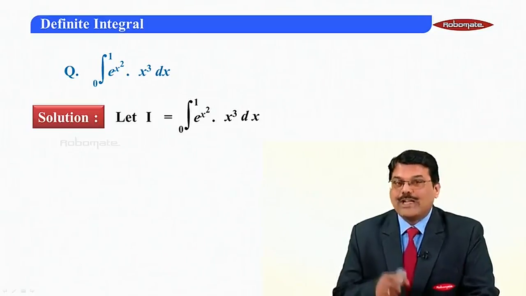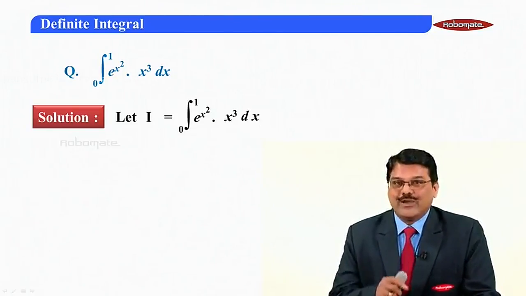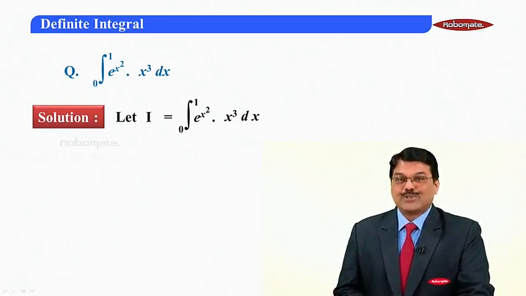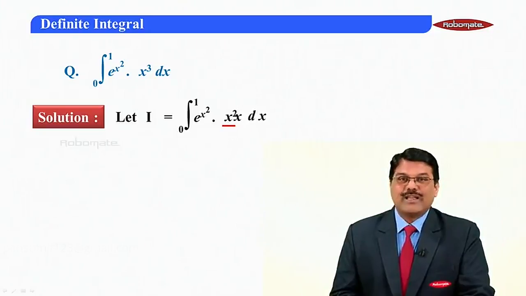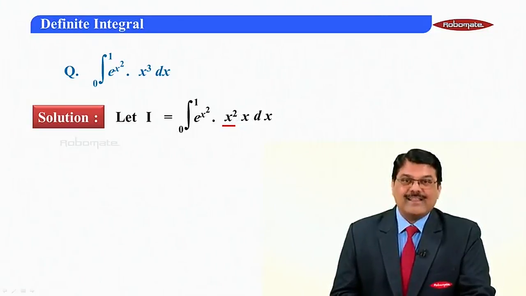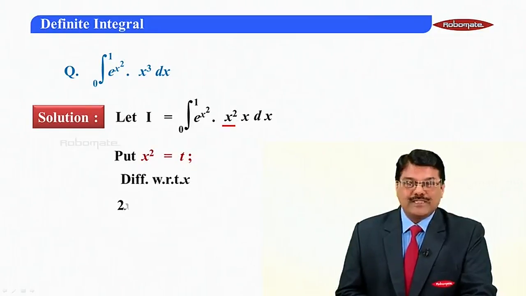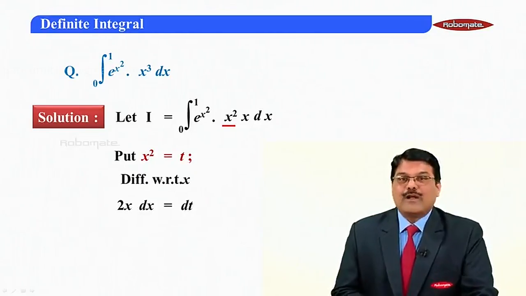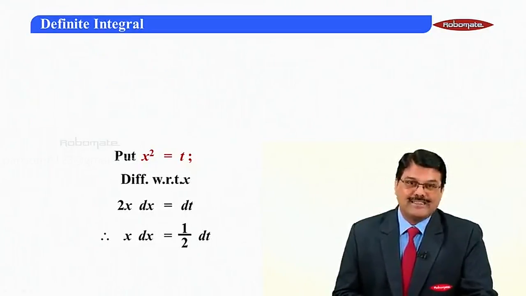Now students, look at that function. It is not e raised to x, it is e raised to x square, a composite function. So purposely, instead of x cube, I'll write x square into x, right? Now let us put that x square as t. So differentiate with respect to x. On differentiation, we'll get 2x dx is equal to dt. Now let us find out the value of x dx. So x dx will become half into dt, right?